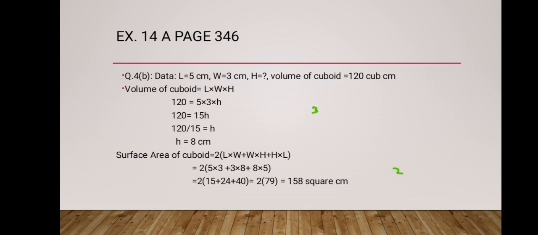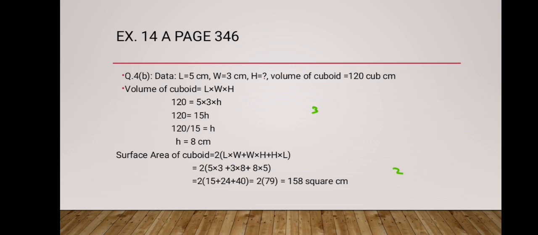5 times 3 is 15, and then in the next step, as 15 is multiplied on the right hand side, when you shift it on the left hand side, this is going to divide the other side. So 120 divided by 15 is going to give you 8 centimeters. So the height of the cuboid is 8 centimeter. So what we have done in this first part is we have applied the volume of cuboid, we substituted the values, and then by shifting terms we were able to calculate the height of the cuboid.